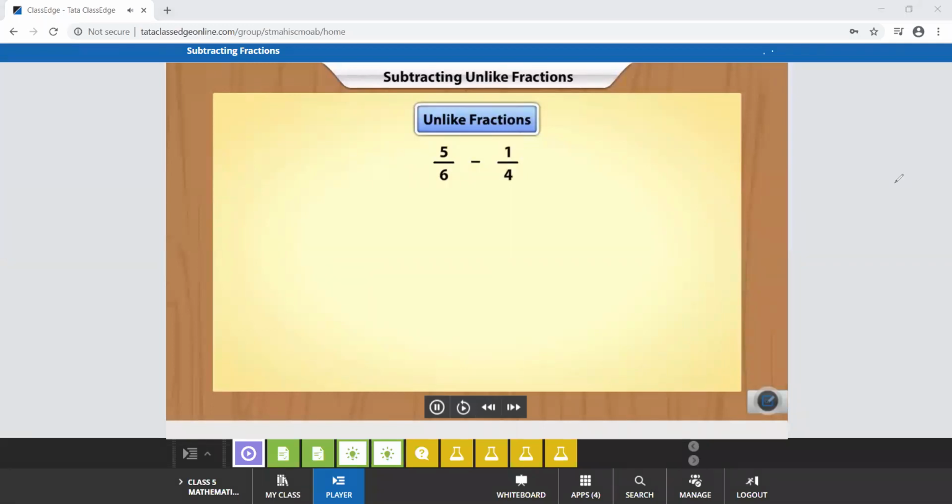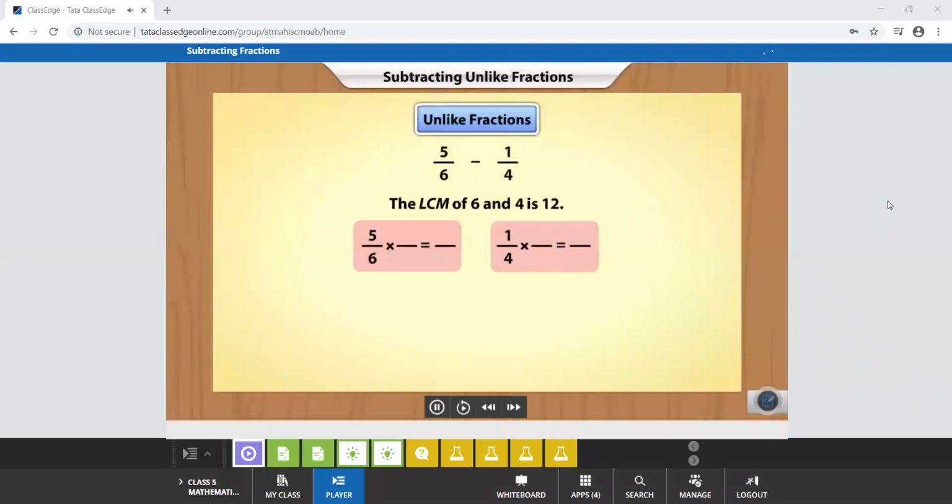To do that, let's find the LCM of the denominators. The LCM of 6 and 4 is 12. Now, we just need to express 5 by 6 and 1 by 4 as equivalent fractions that will have a common denominator, which is 12. So, 5 by 6 is expressed as 10 by 12 and 1 by 4 is expressed as 3 by 12.